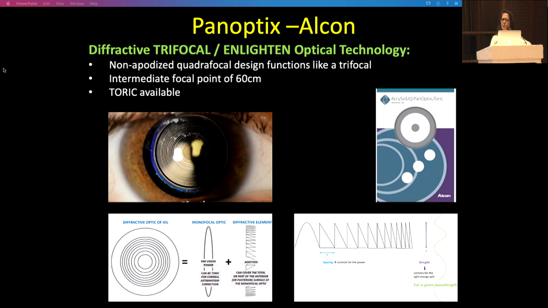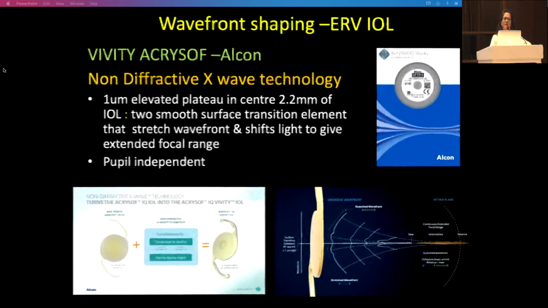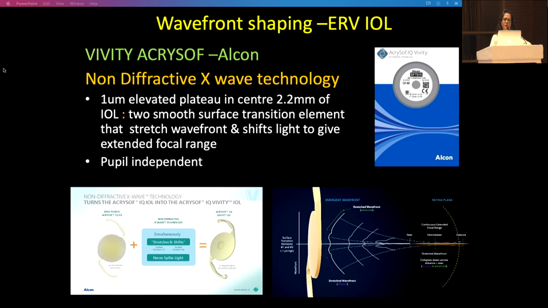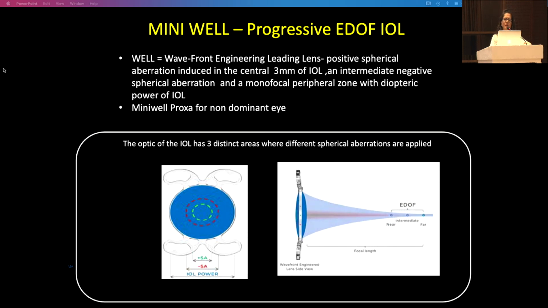To touch upon the modern ones available in the market which we are using, this is a very favorite lens of a lot of people, the PanOptix, based on diffractive trifocal technology. Again, a similar concept by Zeiss. Then you have the wavefront one, the Vivity, which is an extended range of vision lens, the wavefront-stretched one I mentioned. Miniwell is a progressive EDOF lens, where the positive spherical aberrations in the central 3 millimeter zone create that kind of multifocality.